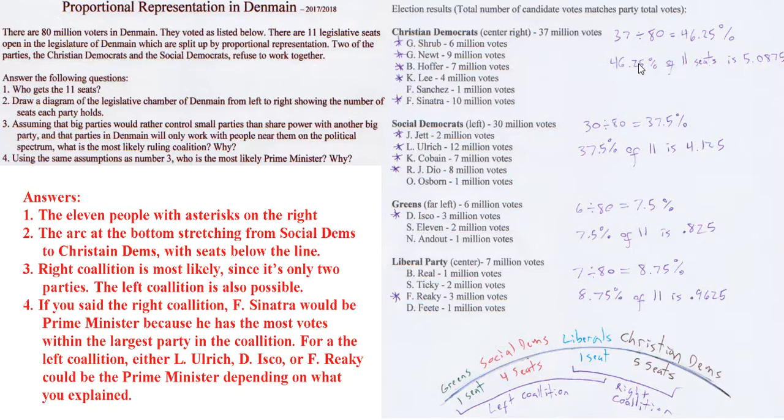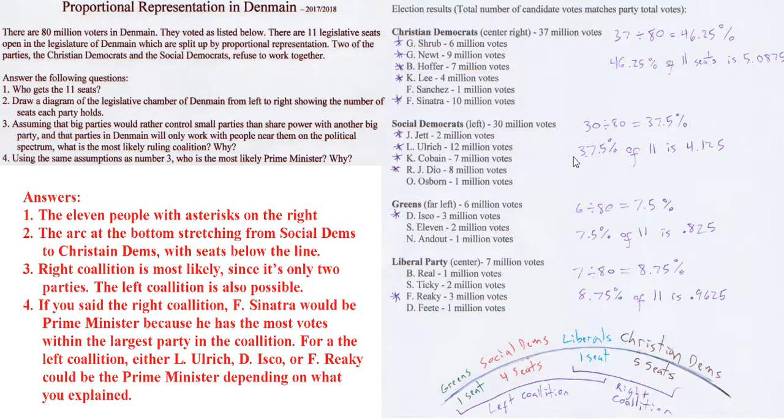Once you have the percentage of the vote, then you can multiply the percentage times the number of seats, 11 seats here. For those of you guys who forgot how to do the math on that, you just move the decimal place to the left and make it 0.4625 times 11, and that will give you an answer of 5.0875. So they would effectively get 5 seats and a little bit of change.